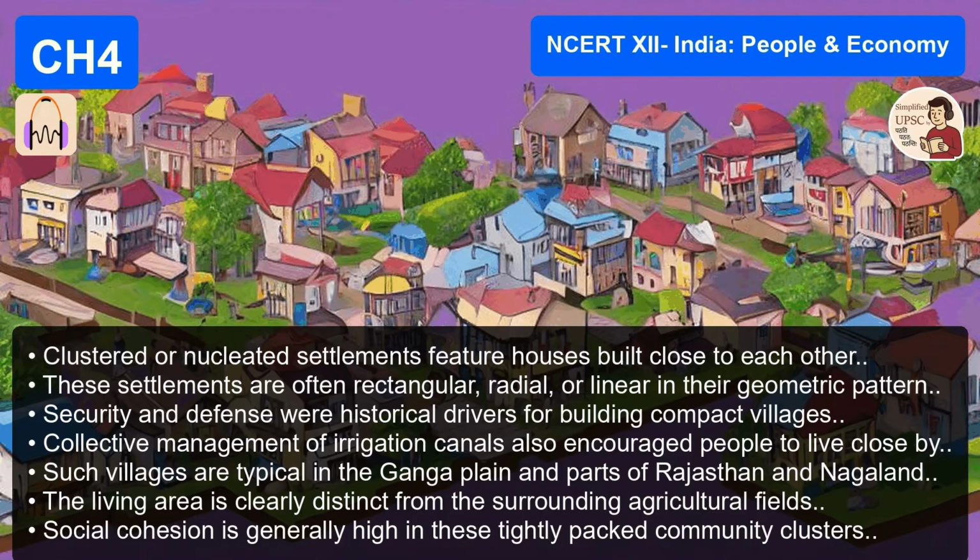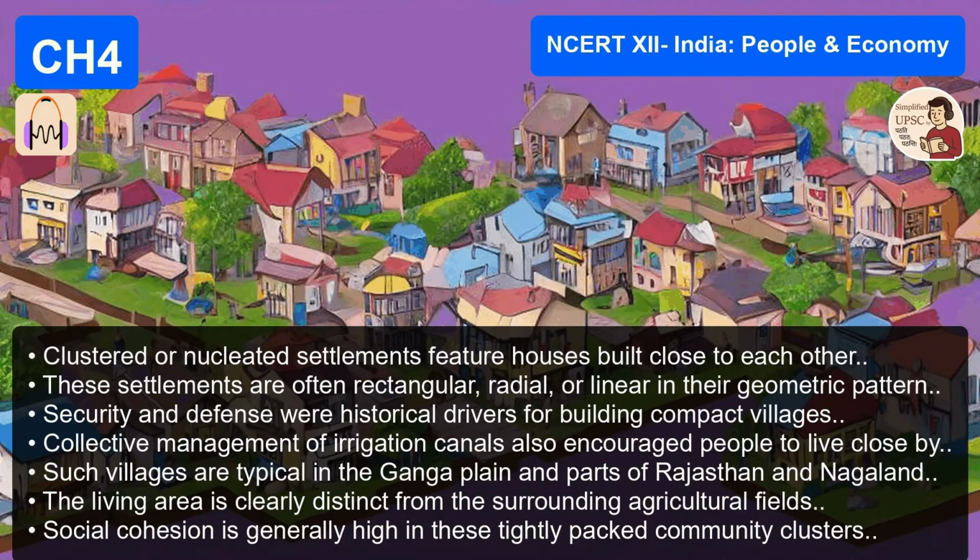And security. The third factor. This is sort of a historical hangover. If a region was prone to war or theft or robbery, people live close together. There's safety in numbers. Okay, so based on these ingredients, land, water, caste, and fear, the book gives us 4 specific types of rural settlements. I want to walk through these and really visualize them.